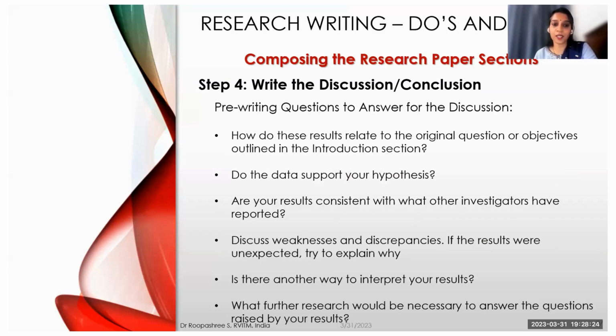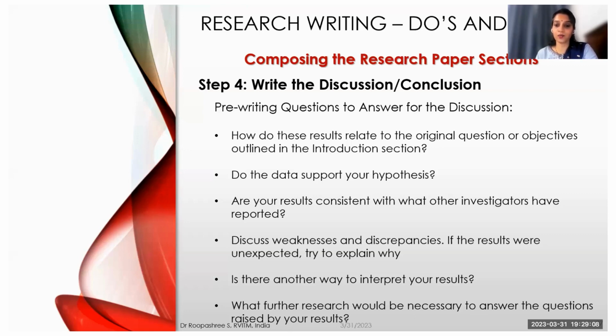Step 4 here is pre-writing the questions to answer for the discussion. I'm giving a lot of importance to this particular section because it is very important and has to be elaborated; we would have done the research work, but we wouldn't be performing the broader analysis. So that is what has to be in this section. How do these results relate to the original question or the objectives that we would have listed in the introduction section? Basically, we have to map to the objectives when we are giving clarity on the result analysis in this discussion section. Do the data support the hypothesis?